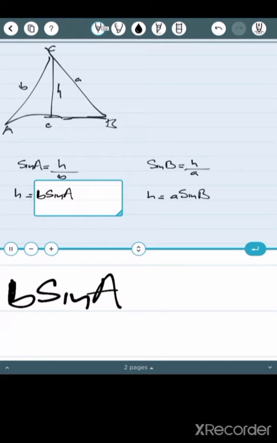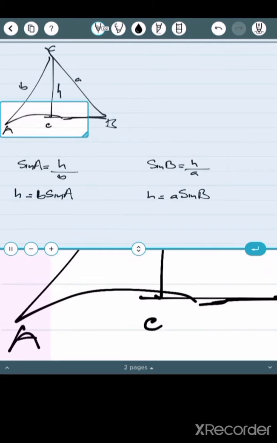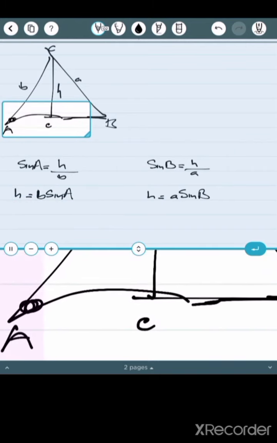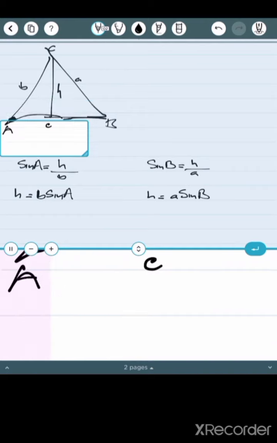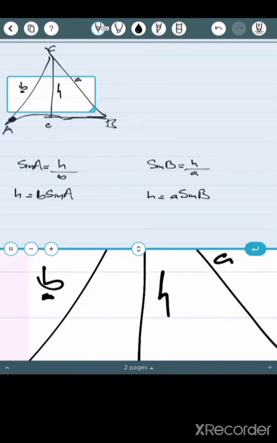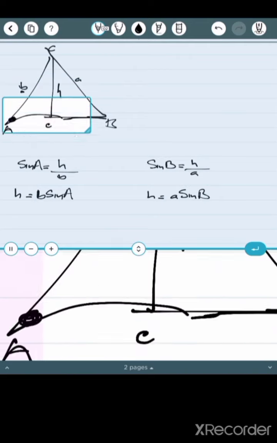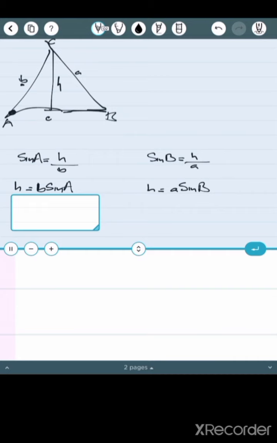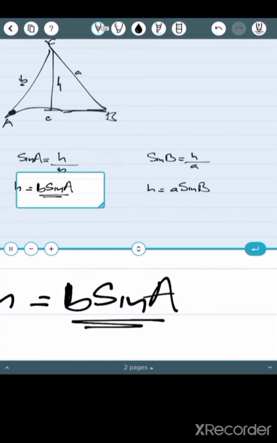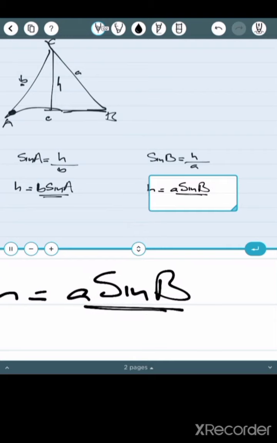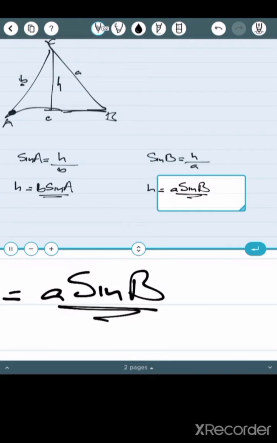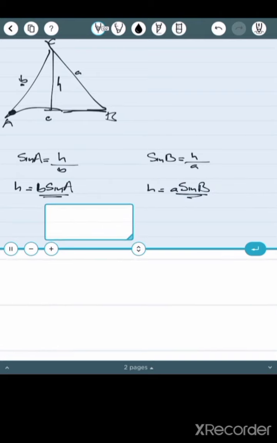So what do we see here? We see that picking this particular side and that particular side, picking the sine of this particular angle, multiplying it with that particular side, gives us the height, the altitude, and just the same, on the other side, it still gives us the same altitude. So we could use these two to find the altitude.